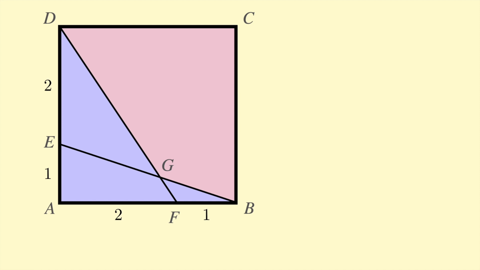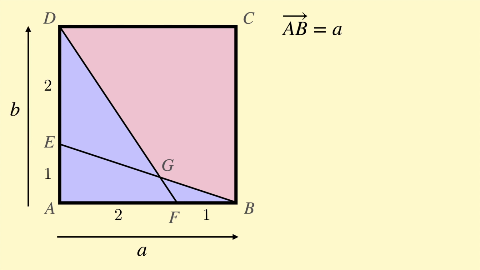I eventually got to the point where I wanted to find the ratio of DG to GF and EG to GB. So I wanted to find the point of intersection of those two lines in relation to the rest of the square. To do that, I used vectors. So I labeled AB vector A, and AD vector B, and then I found DF or FD in relation to A and B. FD is FA plus AD, FA is negative 2/3 A, AD is B, so FD is going to be B take 2/3 A.